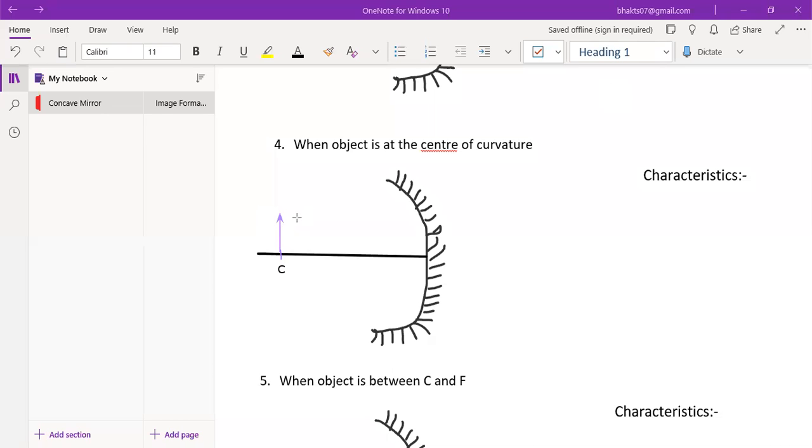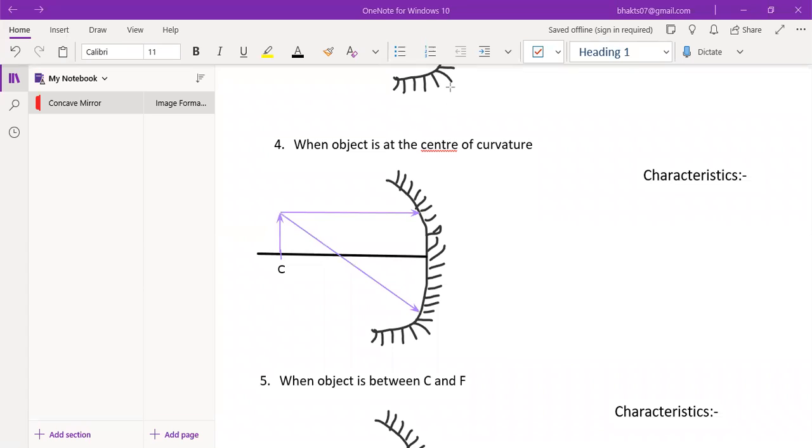Coming to the fourth case, what we have is when object is at the center of curvature, means exactly at the center of curvature when the object is placed. Let's see what happens. Again, we'll draw the required rays. This is the first ray. And this is the second ray.